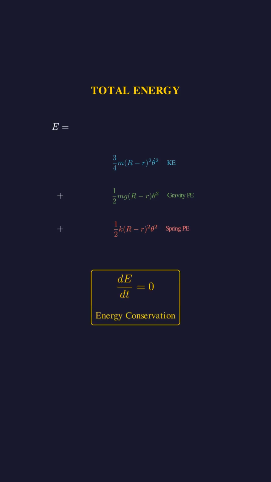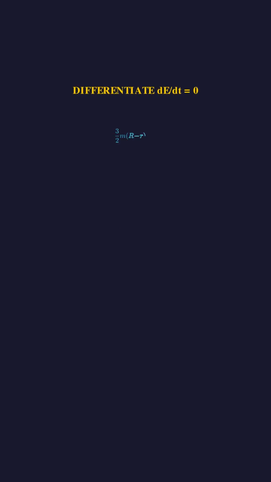Write the total energy. E equals 3/4 m times (R minus r) squared theta dot squared plus 1/2 m g times (R minus r) theta squared plus 1/2 k times (R minus r) squared theta squared. Since energy is conserved, dE by dt equals 0. Differentiate with respect to time.